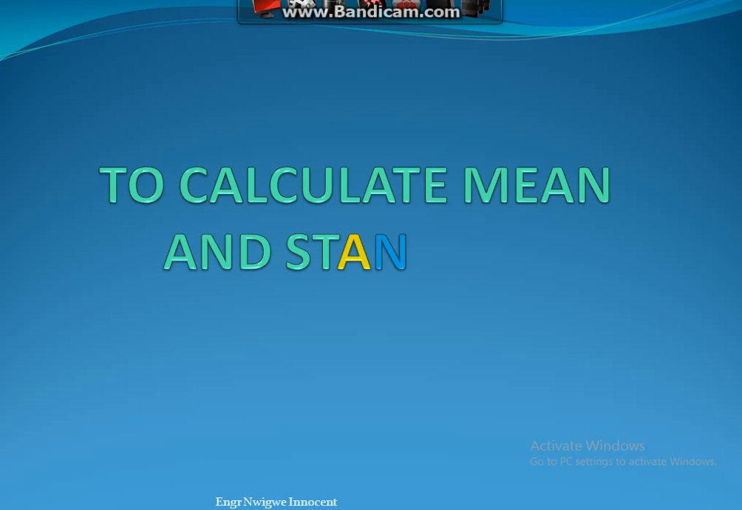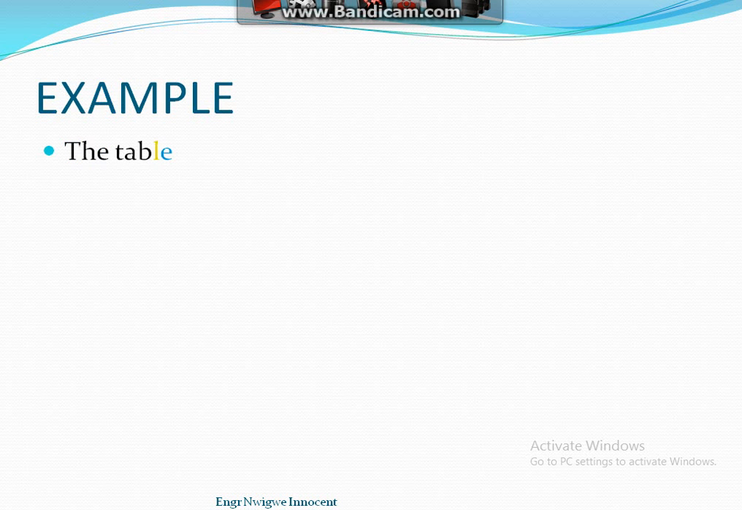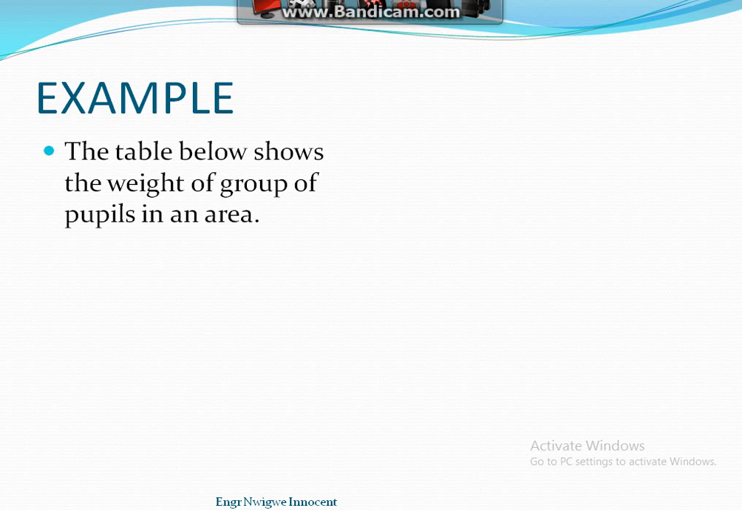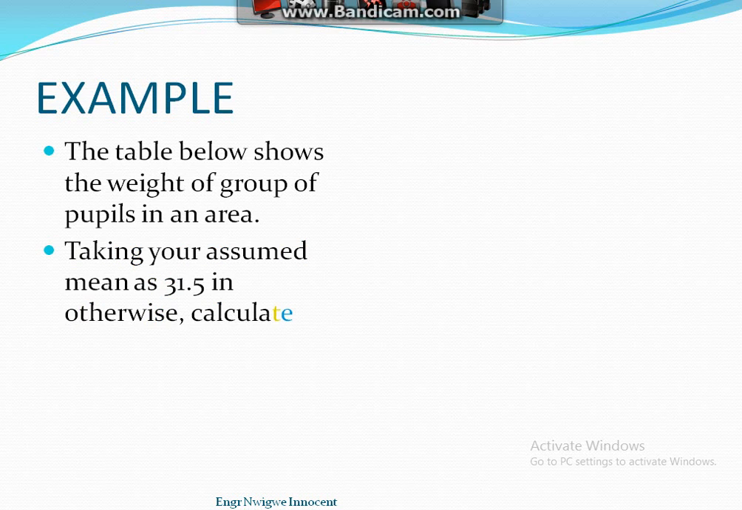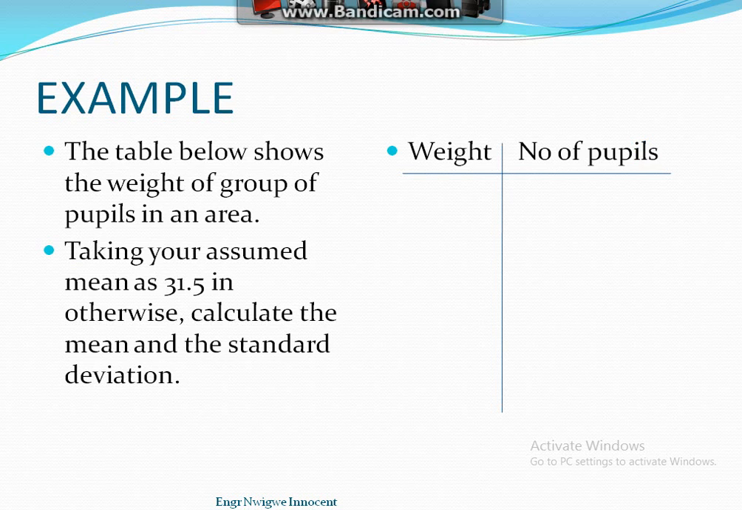To calculate mean and standard deviation. Example: the table below shows the weight of a group of pupils in an area. Taking your assumed mean as 31.5, calculate the mean and the standard deviation. The table shows the weight of the pupils and the number of pupils.